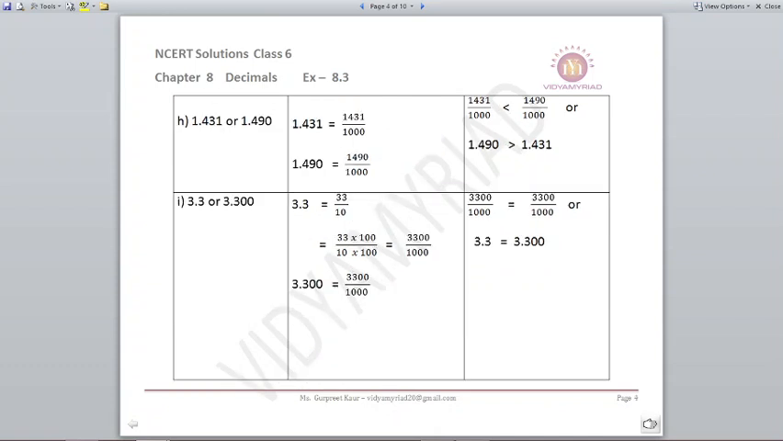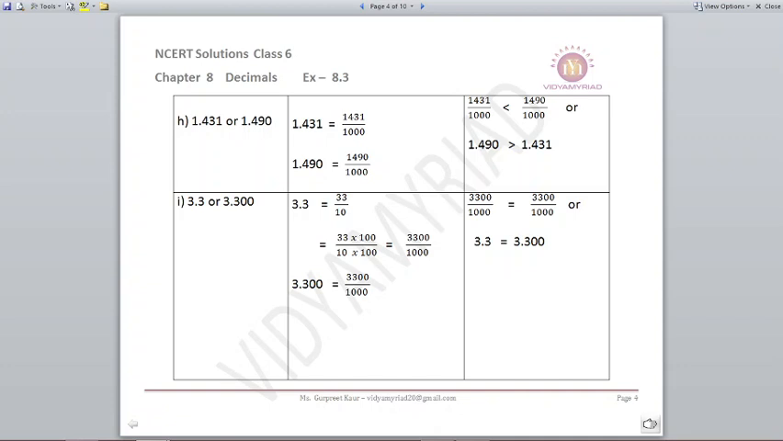H part, 1.431 or 1.490. In both the cases we have 3 digits after the decimal, so divided by 1000. So from both the cases we come to know that 1490 is a bigger number, so we will write it as 1.490 is greater than 1.431.